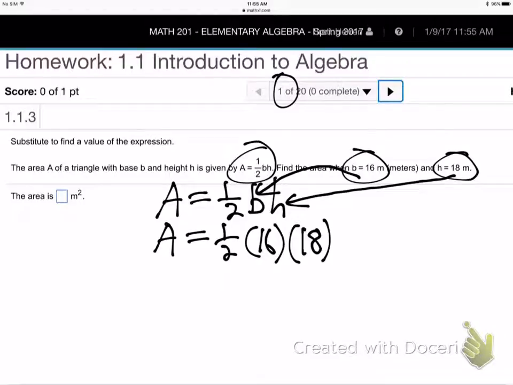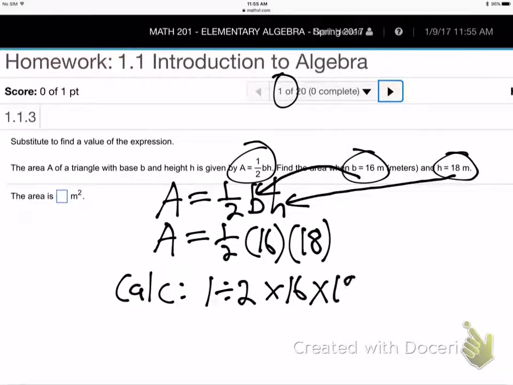So you can just type this in on your calculator if you want. Here's what I would type on the calculator. 1 divided by 2, because that's what a fraction means. Fraction means divide. You can just literally go 1 divided by 2 times 16 times 18. And that has some kind of answer.